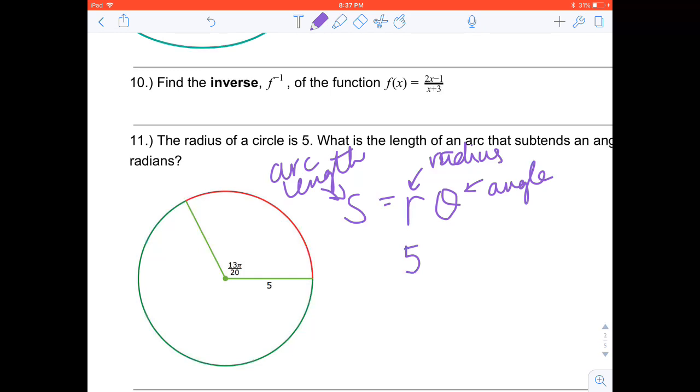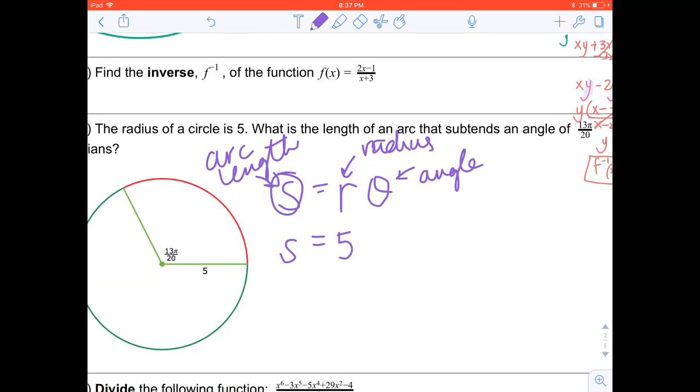What is the length of the arc? That means we need to figure out what S is, so I'm going to leave that as the variable. And it says the angle is 13 pi over 20. So, lucky for us, it's already solved for the variable we're looking for. So all we need to do is 5 times 13 pi over 20.